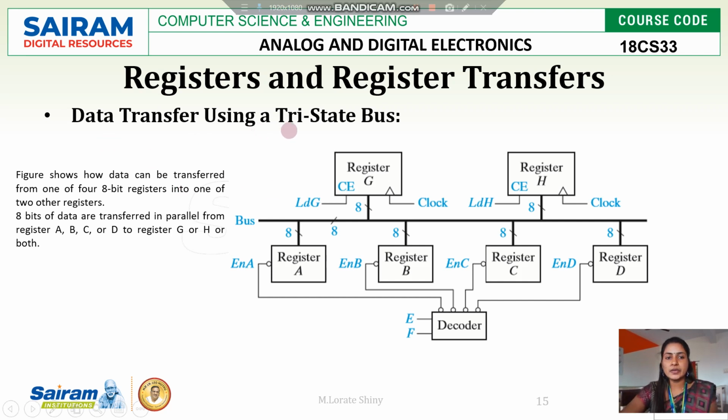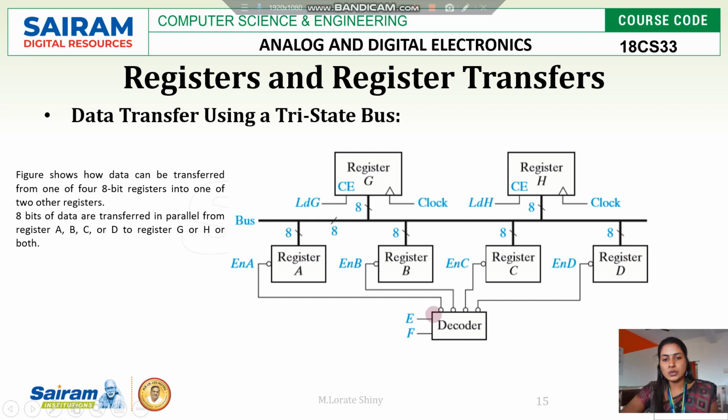Then data transfer using a tri-state bus. Tri-state bus is connected here. So we'll see, this is bus. This side we have 4 registers, this side we have 2 registers. So we'll see how the data from these 4 registers is going to transfer to these registers. Okay, there are A, B, C, D, each one is an 8-bit register.